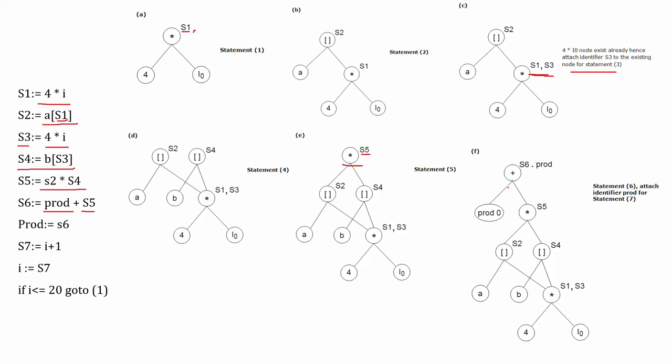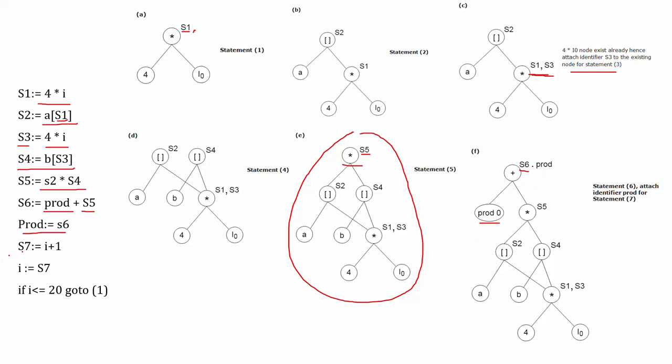Add one plus here. Your left child will be product 0 and your right child will be this entire S5. This entire S5 will be on your right hand side. Okay. So plus S6. Hold on. What is the next statement? Product equal to S6. So this is what we have computed before. So just assigning to it. So just put comma prod.